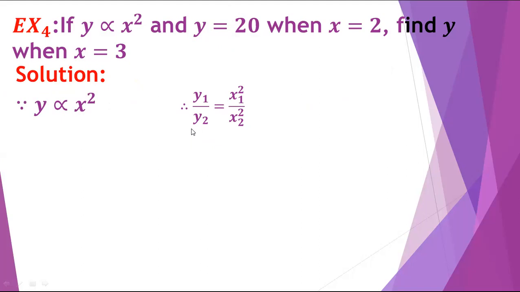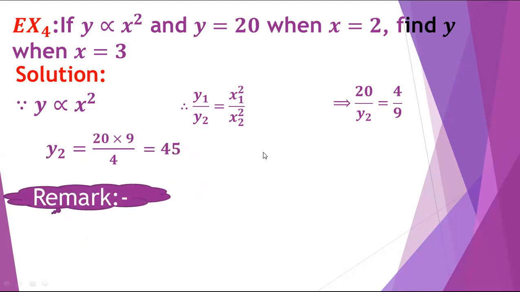Or here we use the second solution, the second way. y1 divided by y2 will be x1 power 2 divided by x2 power 2, because y varies directly as x power 2. y1 equals 20, divided by y2, the required, equals 2 power 2, which is 4, divided by 3 power 2, which is 9. Cross multiplication, then y2 equals 45.